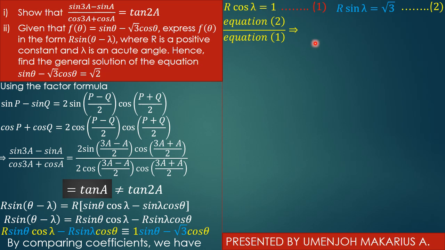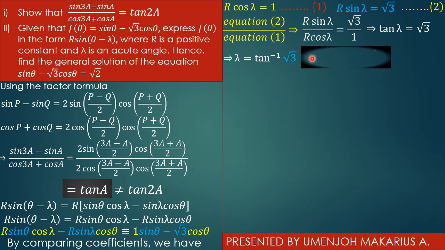In that case, r will cancel with the r we have here, then sine lambda over cos lambda gives us tan lambda. Good. So by so doing, guys, we are going to have r sine lambda over r cos lambda, which is the same as root 3 over 1. Like I said, r up will cancel r down. We are definitely going to have tangent of lambda equal to square root of 3. That therefore implies, guys, our lambda in this case is tan inverse of the square root of 3, right?